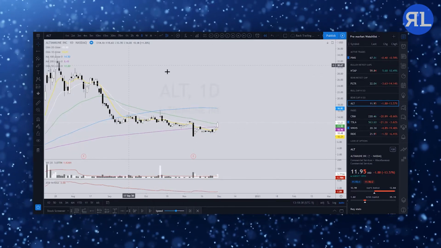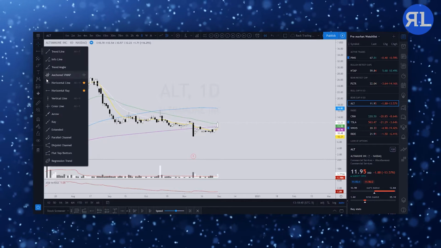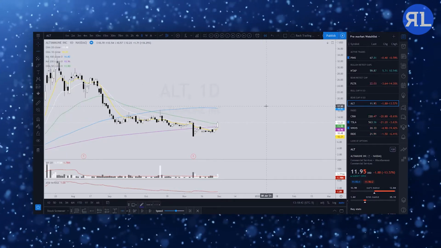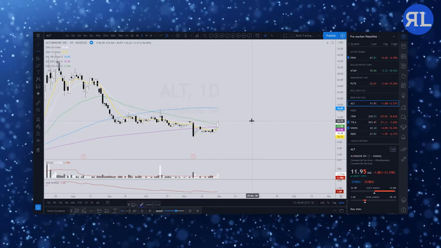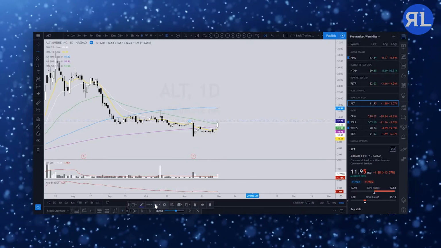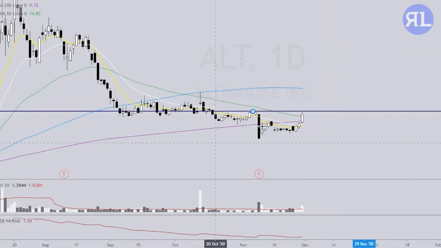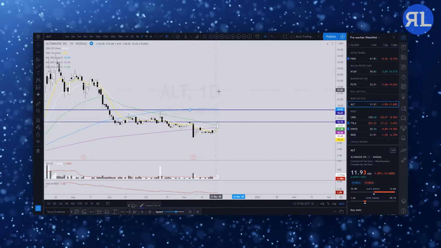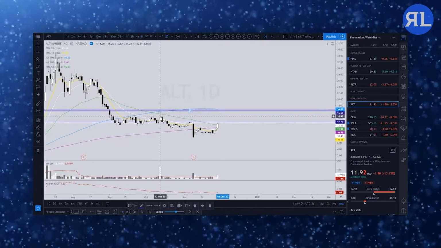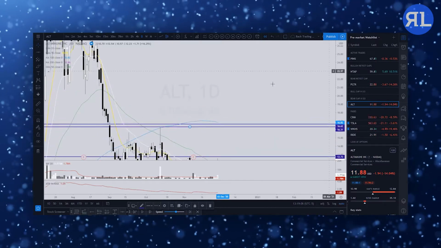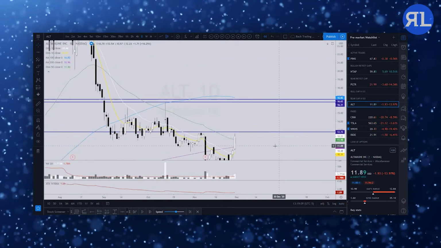So let's get started. Now, on the daily chart, what I want to do is identify support and resistance. The ALT was gapping above this resistance level, somewhere in here, and I like that. I thought it had room up to the 100 moving average, potentially to this pivot point right here on the daily. So I've got some support and resistance identified off the daily chart.